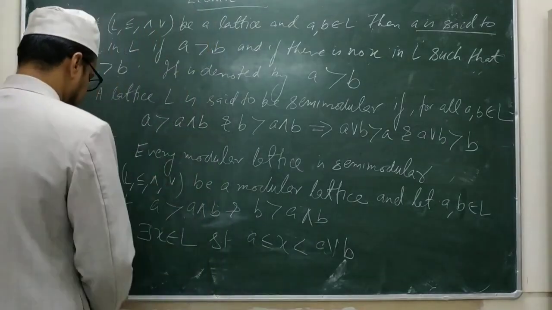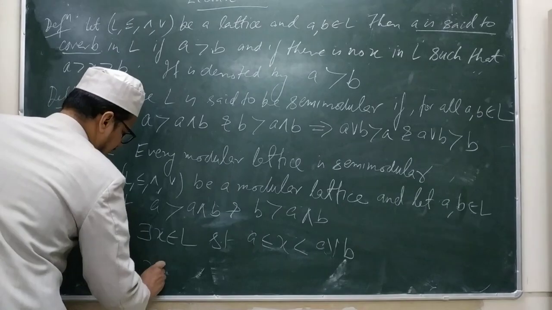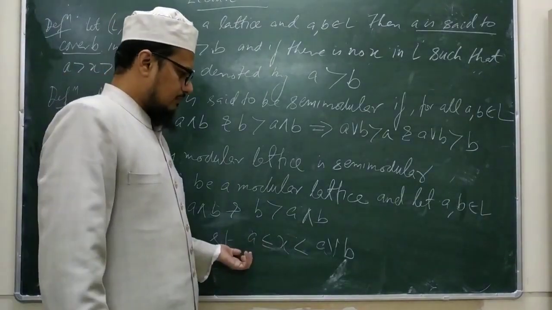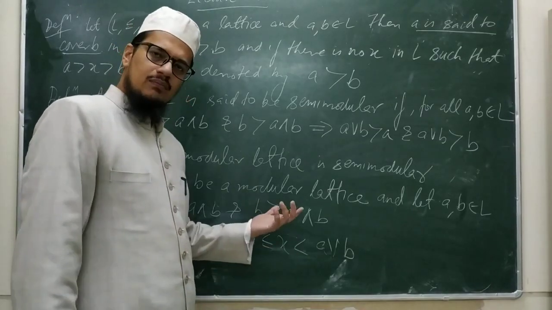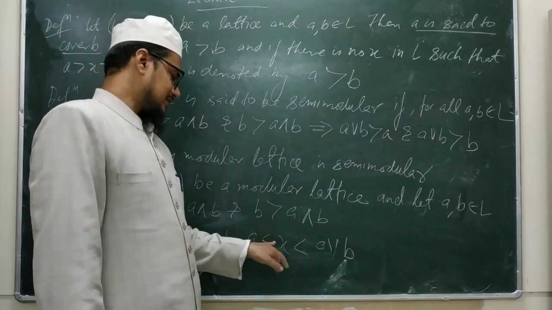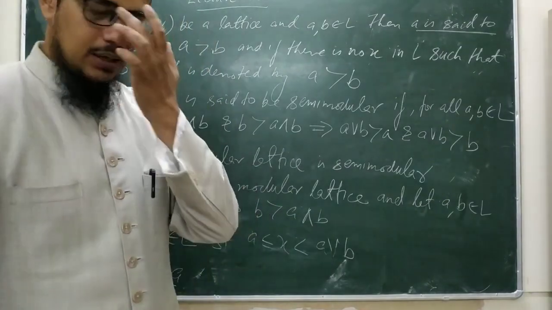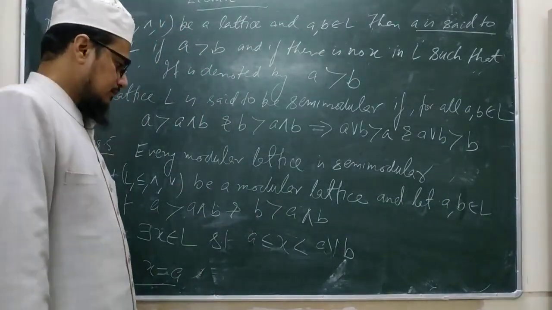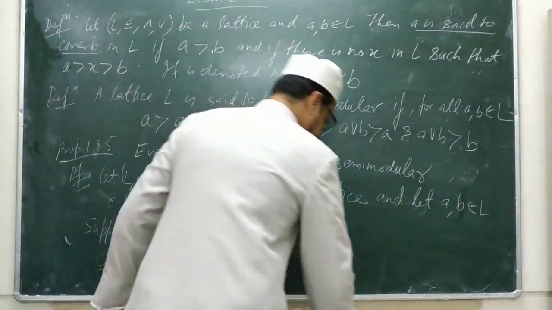So what is our claim basically? Our claim is that X is equal to A. If we prove X is equal to A, then we are done, because we have to prove there does not exist X which lies between A and A join B, correct? So now let's start.